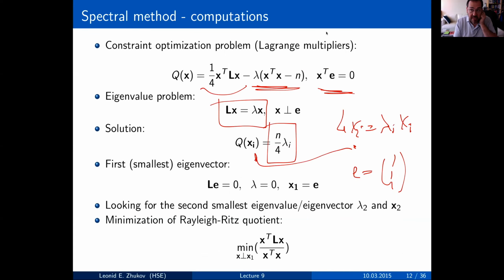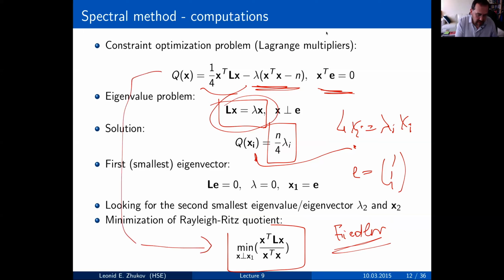All right? And the second smallest eigenvector, the eigenvector that corresponds to the second smallest eigenvalue, is called the Fiedler vector, by the name of the guy who invented this technique, Miroslav Fiedler. And the way to formulate it is the following. We're solving for the second smallest eigenvalue and second smallest eigenvector. It can also be formulated, if you remember a little bit from linear algebra, as a minimization of what's called the Rayleigh-Ritz quotient, which is really the same sort of problem as here, but with a constraint that the vector should be orthogonal to the very first eigenvector, which is really just a different way to say that we're looking for the second eigenvector.